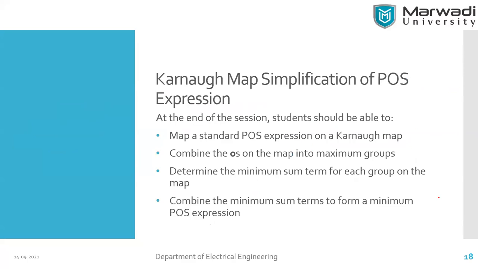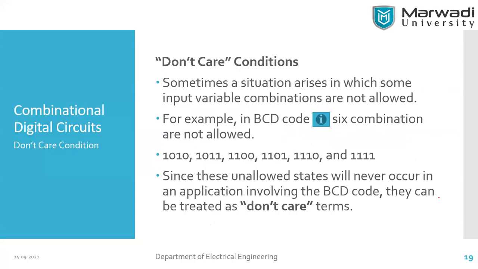Now today we will talk about the POS expression. Before that, we studied about the don't care condition. So I have already explained that sometimes the situation arises in which some input variable combinations are not allowed, or even if they are there, we don't care. We do not consider them. So such a situation is called don't care terms.